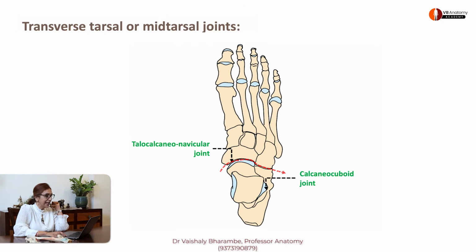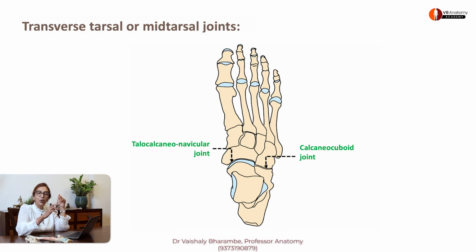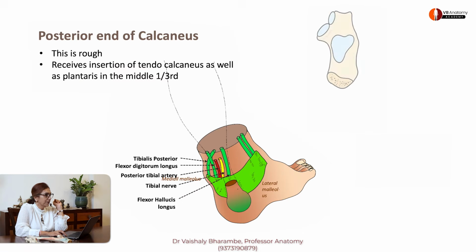Talocalcaneonavicular joint, calcaneocuboid joint. Both these joints are formed between the two proximal bones, the talus and the calcaneus, and the next set of bones, the navicular and the cuboid. These are therefore called mid-tarsal joints, joints formed in the middle of the tarsals. Okay, so name the two mid-tarsal joints: talocalcaneonavicular, calcaneocuboid.